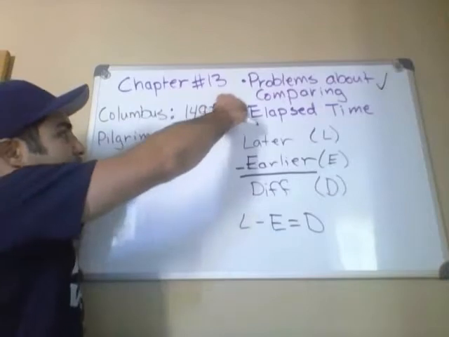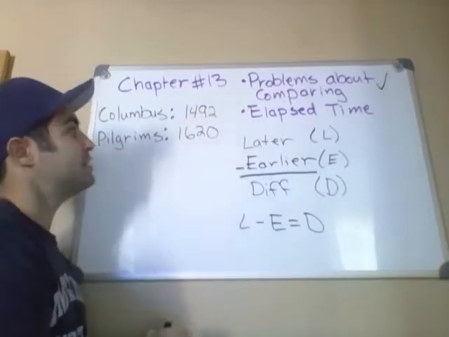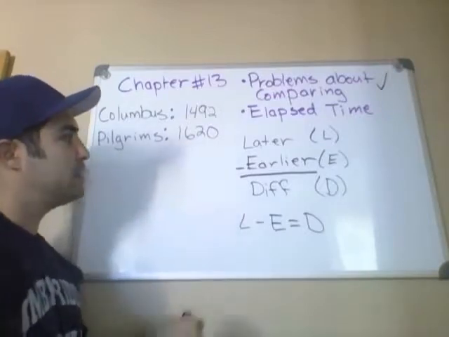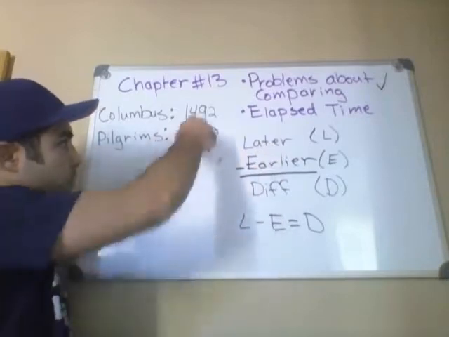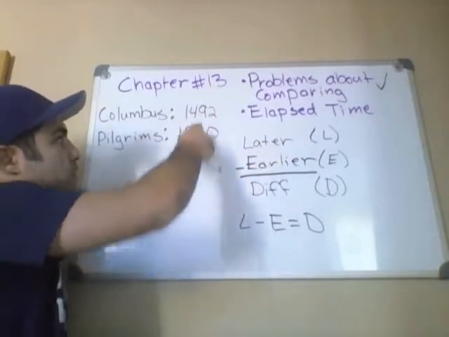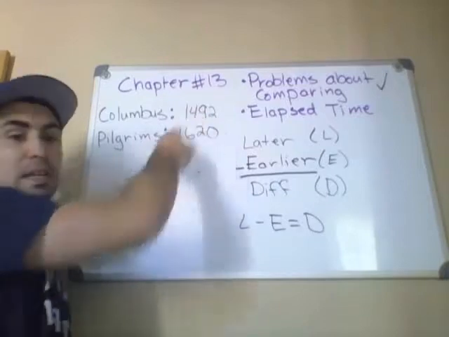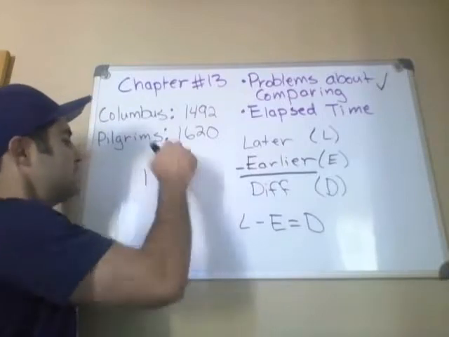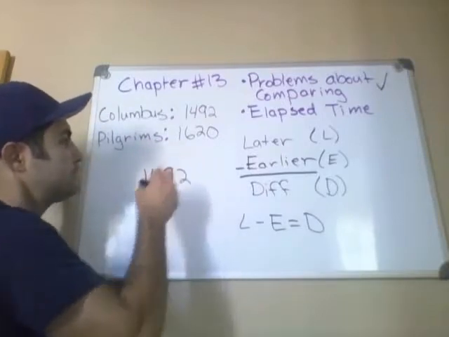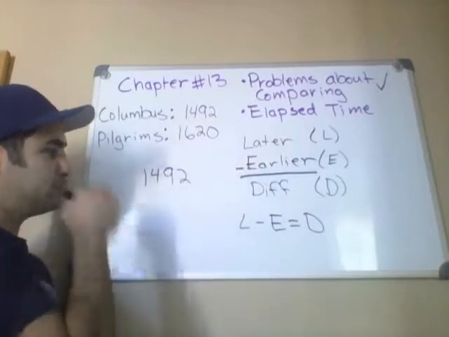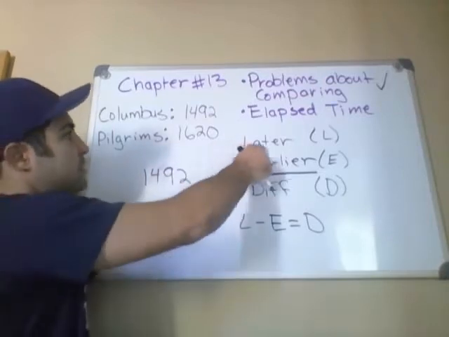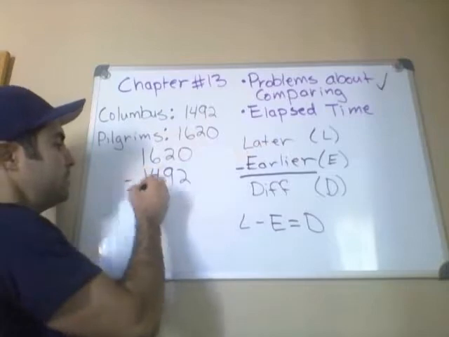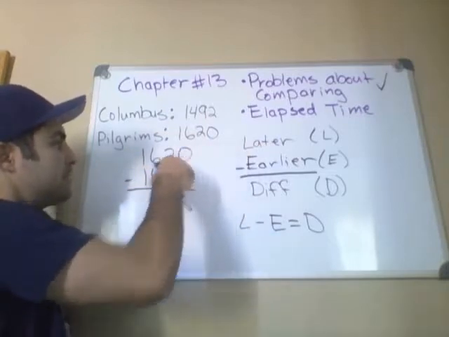So how much time, these are two different dates, so how much time has elapsed since Columbus discovered America and when the Pilgrims came? So let's use this, later, earlier. Which one is later? Well, we know that Columbus went first, so he's earlier. So we're going to take 1492. That's our earlier date, E. And we're going to subtract it from our later date, which is 1620. We're going to take our earlier date and subtract it from our later date.